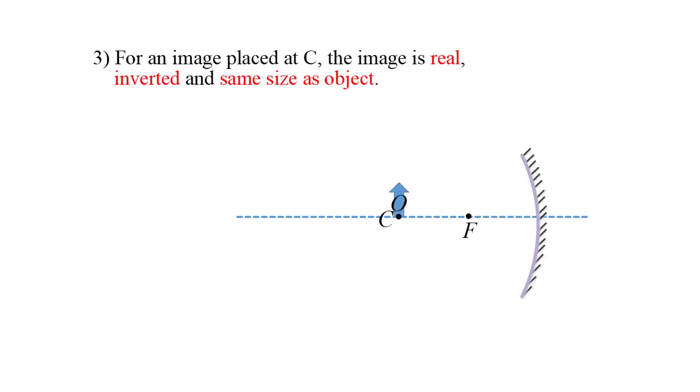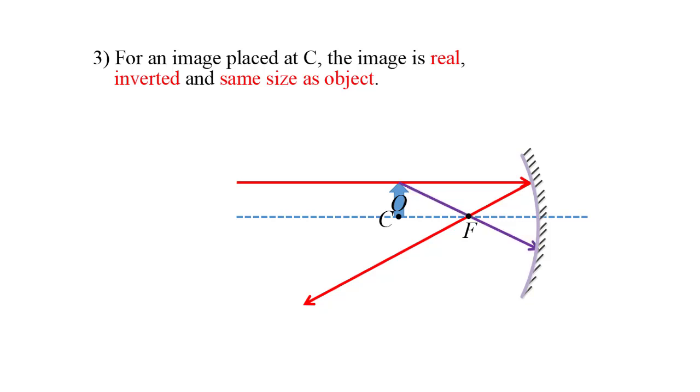Thirdly, for an object placed at C, the image is real, inverted, and the same size as the object. If this is our concave mirror, once again, this is the principal axis, this is C and F. If the object is placed exactly at C, then this ray is reflected through the focus as usual. Then a ray which is already going through F is reflected parallel to the principal axis, and this is exactly where the image is created.